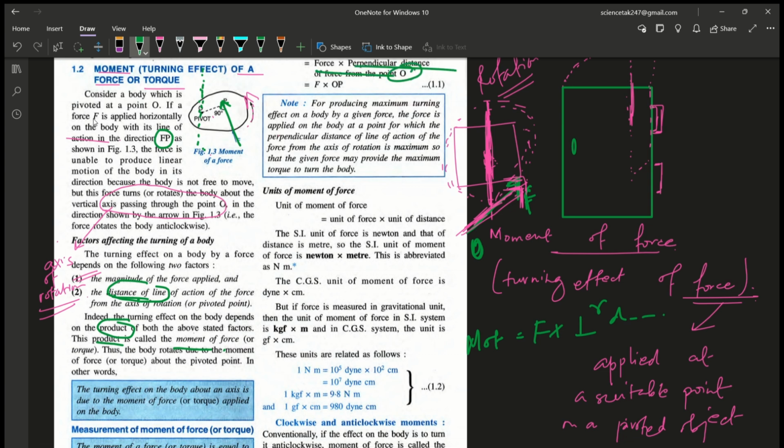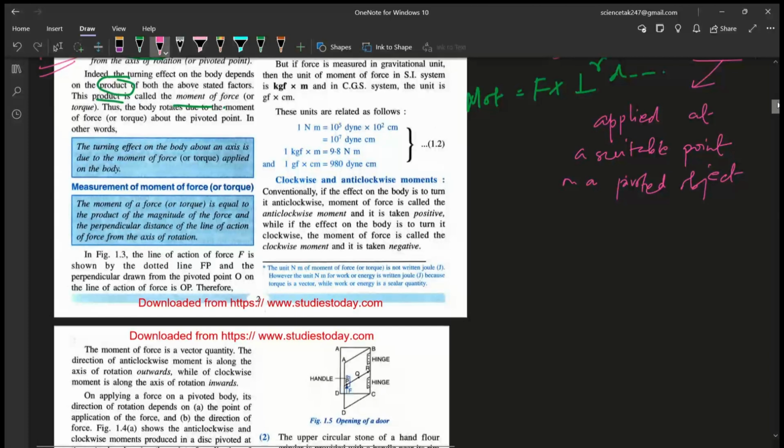Now, thus the body rotates due to the moment of force. So it is not the force that causes rotation, but the moment of force which is going to cause rotation. You can say force causes rotation, but it is indirect, and not every force can cause rotation. However, every moment of force can cause rotation. Now, the turning effect on the body about an axis is due to the moment of force applied on the body. Why does the turning effect come into action? Because of the moment of force applied.